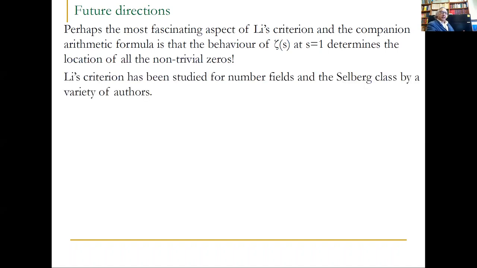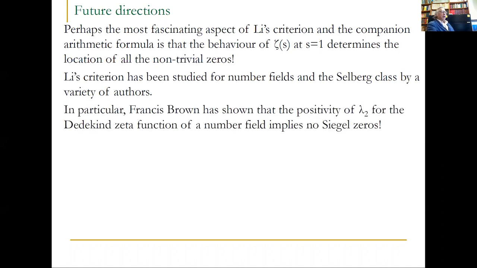Li's criterion has been studied for number fields. It's been studied for the Selberg class by a galaxy of authors. I just want to draw your attention to one particular paper by Francis Brown, who did the Li criterion in the number field context for Dedekind zeta functions and noticed that the positivity of lambda 2, which was child's play in the case of the Riemann zeta function, simply because it was interpreted as a variance of a probability density function and therefore non-negative, in the Dedekind zeta function case is not so simple. We do not have a probabilistic interpretation of the Dedekind zeta function.